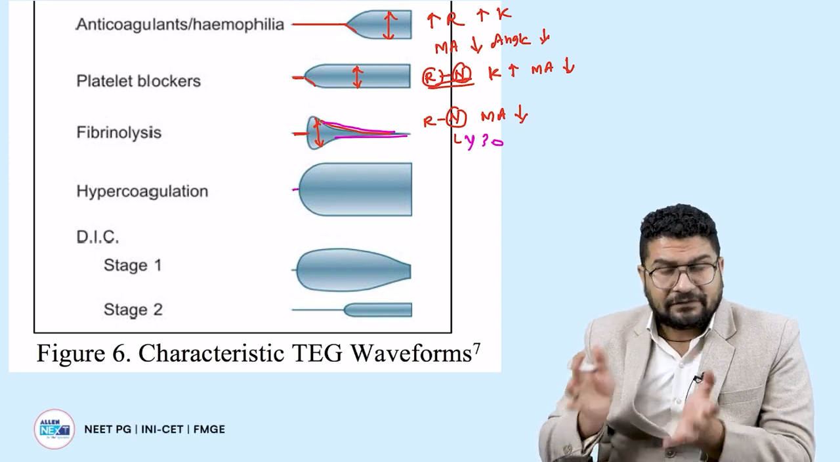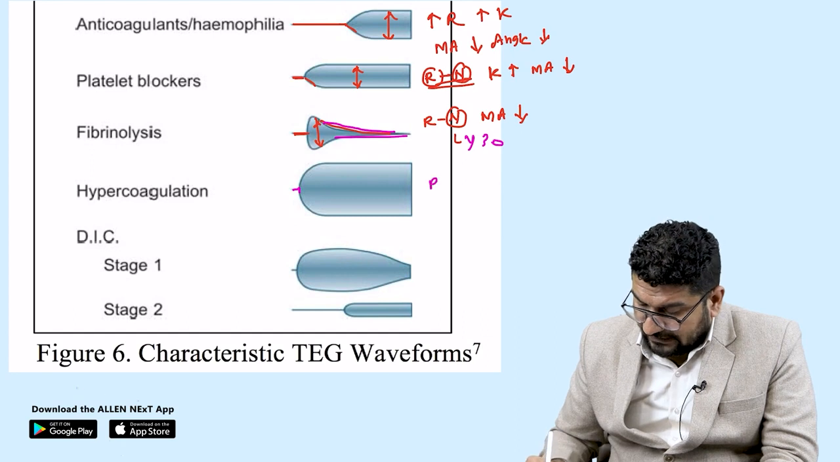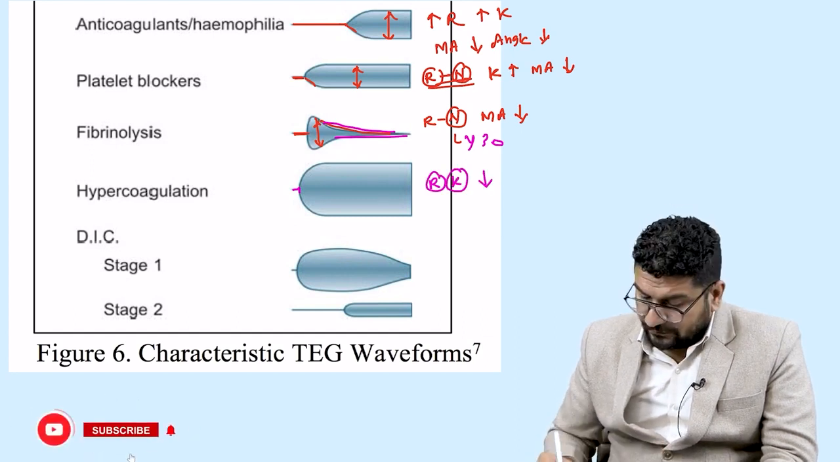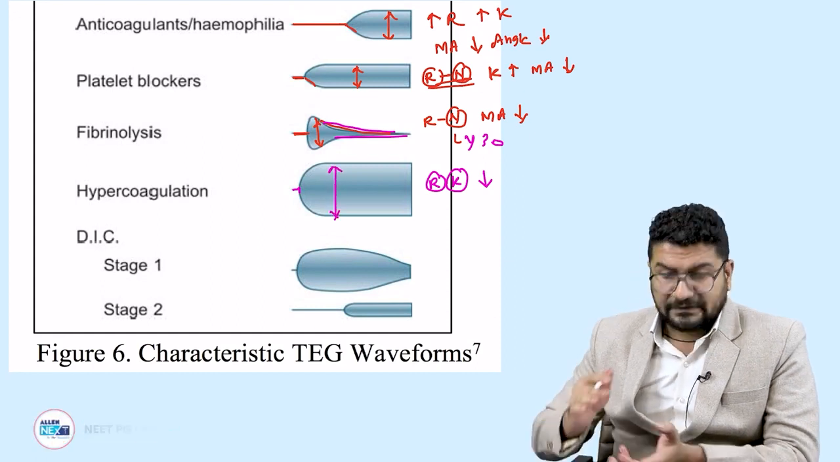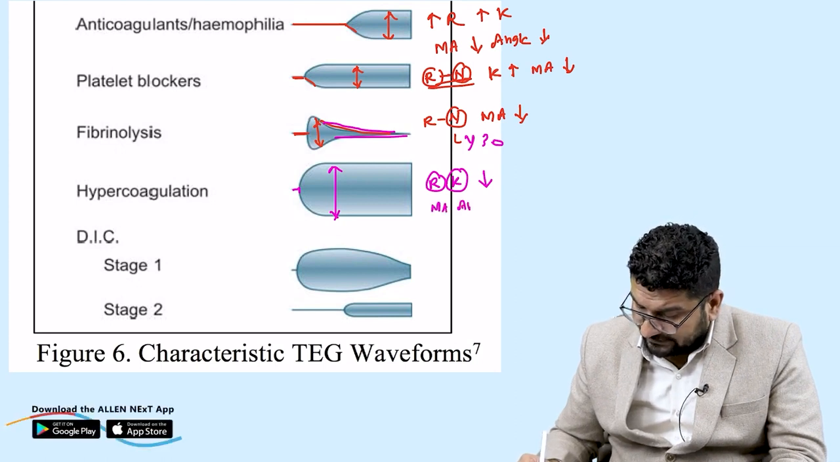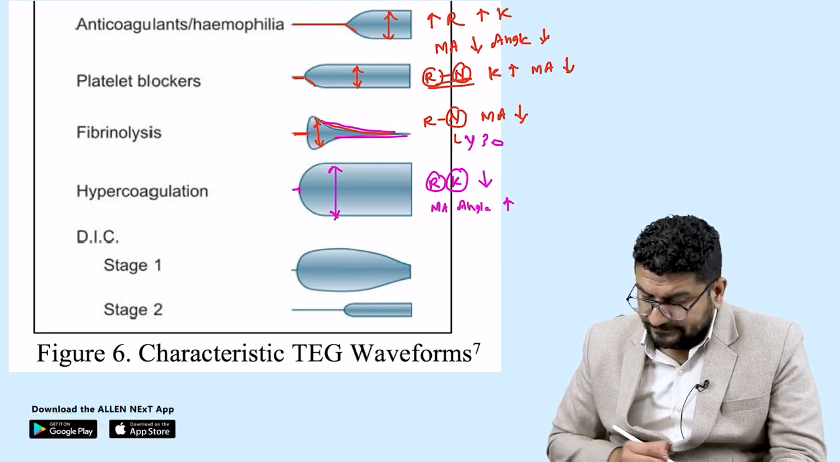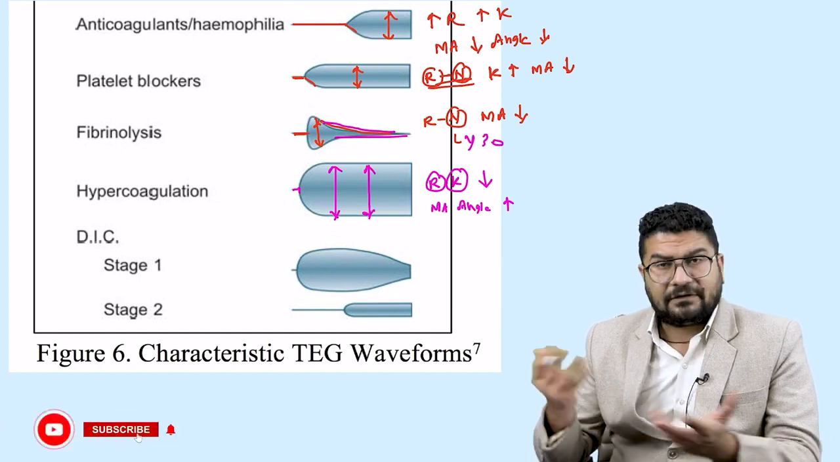इसका मतलब बहुत सारे clotting factor हैं, right? If you see K is also decreased, it means R and K both are decreased, right? If you notice like MA is achieved early or MA is increased, angle भी बढ़ा हुआ है. So MA and angle are increased. So this is what we call hypercoagulable state, means body में बहुत सारे clotting factor हैं.